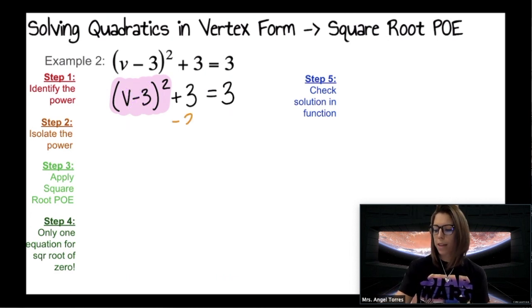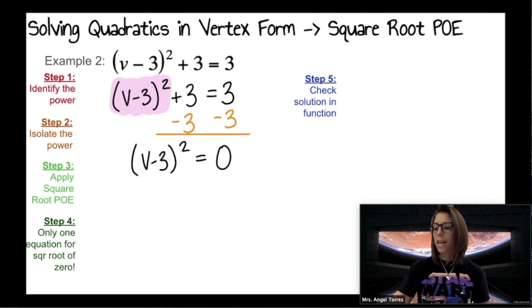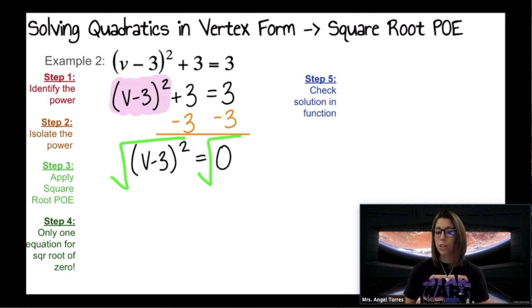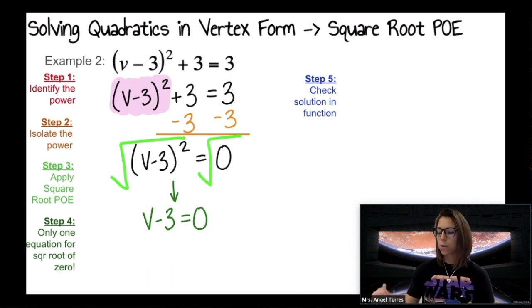Well, we're going to apply the subtraction property of equality and subtract 3 from both sides. That would leave us with quantity v minus 3 squared equals 0. So now that the power is isolated, how do we undo a square? By applying the square root property of equality. Now, as we recall, there's something special about 0. 0 only has one square root, which means we're only going to set up one equation here. The square root of v minus 3 squared is v minus 3, and the square root of 0 is 0.